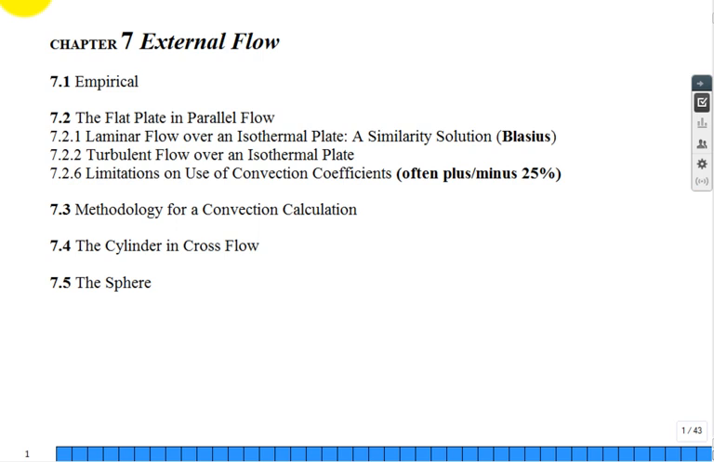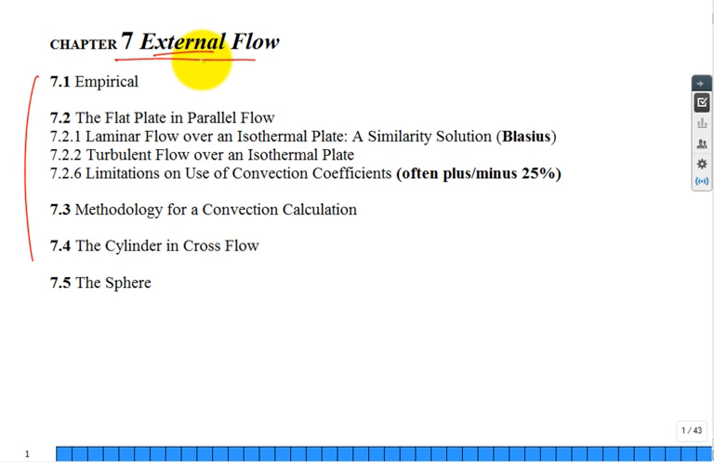So this is our one and only one lecture in Chapter 7 on external flow. Here's the chapter. By the title of the chapter, you could tell. It's like, okay, I have flow that's external to a surface. It's outside the surface. Guess what the next chapter is? Internal flow. Flow inside of ducts or pipes.